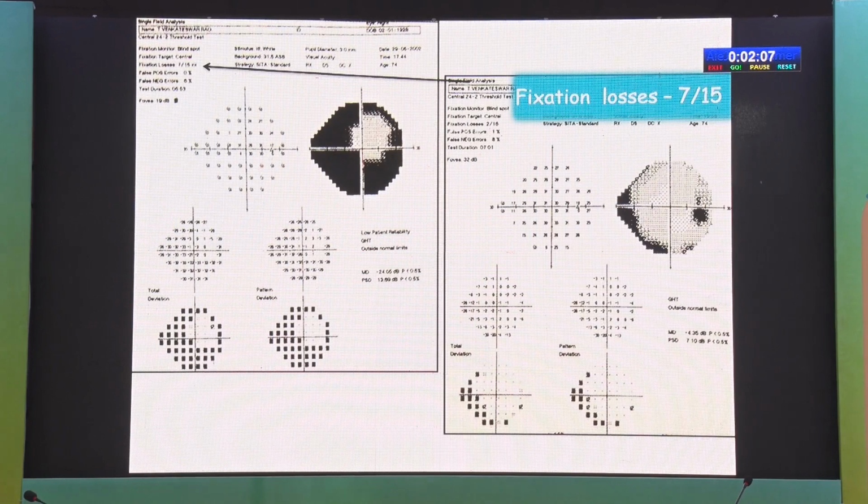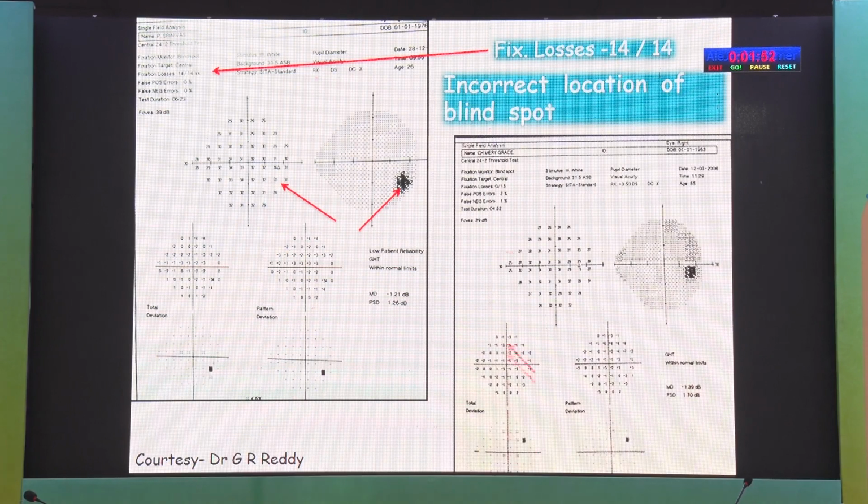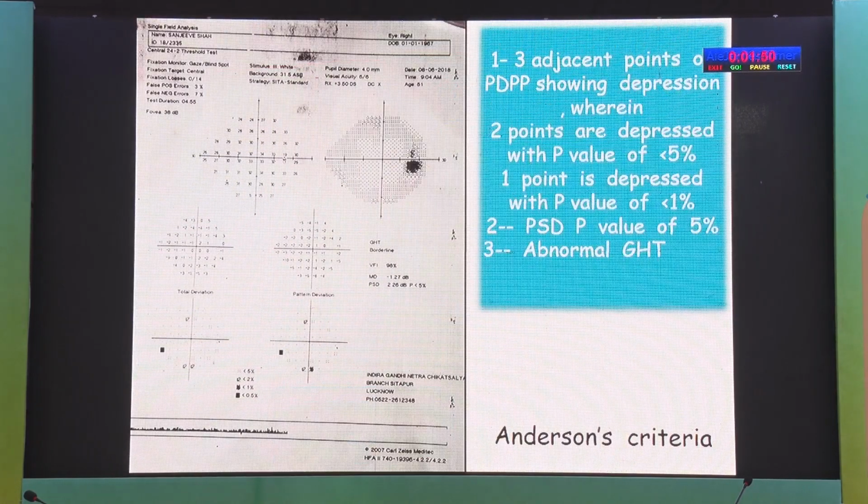And now we cannot again overemphasize the fact that fixation loss can give you a test which is meaningless like this. But however cooperative a patient is, an absolute fixation loss can also be because of incorrect location of the blind spot, which was the case here, and with a better effort from the technician, the test improved.